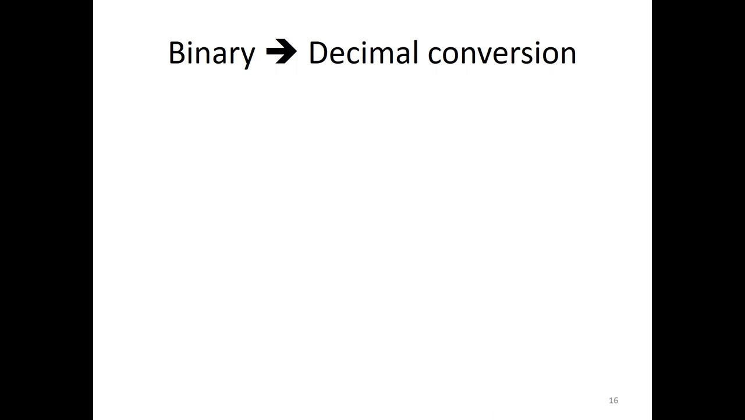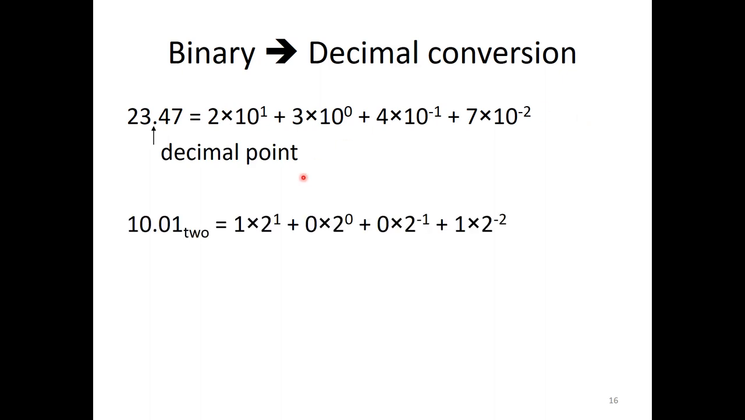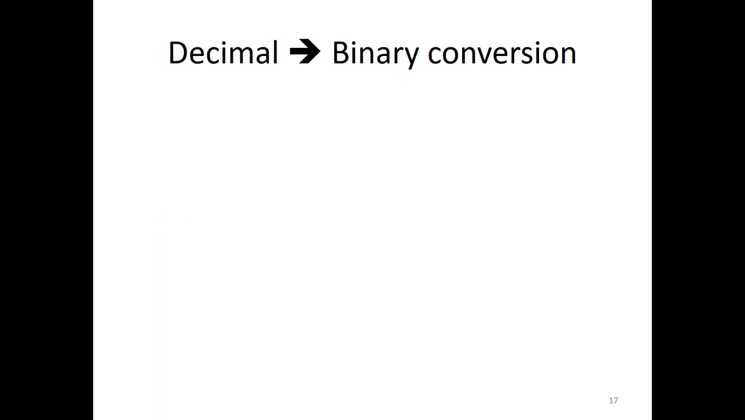If you remember, just revise what we did for binary to decimal conversion. We remember 23.47 in decimal, and this is called a decimal point. And similarly for a binary number, 10.01 in the binary system is defined like that. This is called the binary point, and the value in the decimal system will be: 1 into 2, 0 into 1, 0 into half, and 1 into 1/4, which is 2.25. So 10.01 in the binary system is equivalent to 2.25 in decimal.